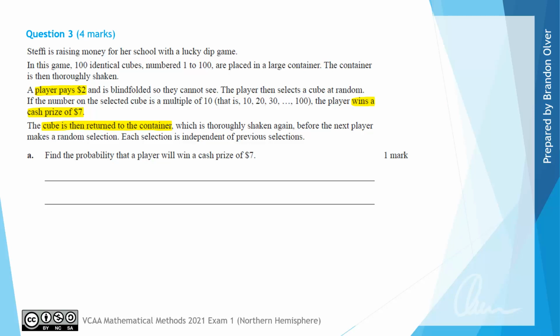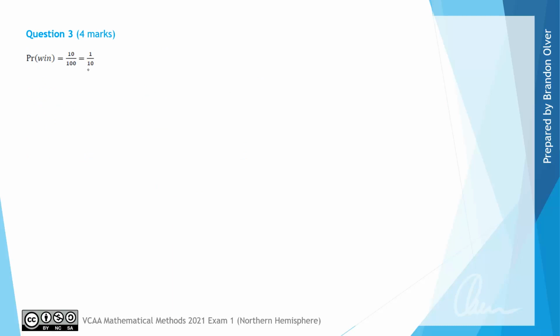For part A, it says find the probability that a player will win a cash prize of $7. So to win a cash prize of $7, they need to select one of the cubes that's a multiple of 10. There's 10 cubes that have a multiple of 10 written on them out of a possible 100, which simplifies to 1 over 10, or 0.1. So that's the answer to part A of this question. From the examiner's report, we can see that that is the correct answer.